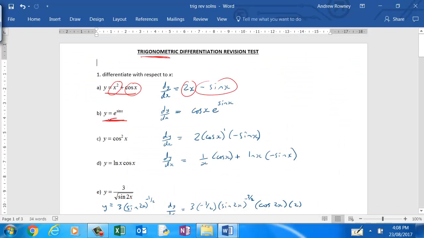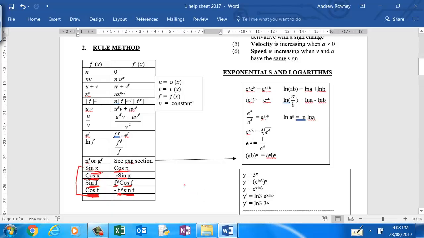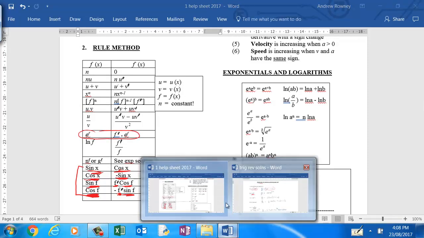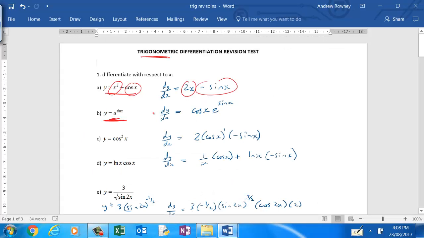This one's e to the sine x, and that is like e to the f. If you go back to the table, e to the f, we're using this rule here. That's f dash e to the f. So f dash is the derivative of f, and that's cos x out the front, f dash e to the f. This one here is cos squared.